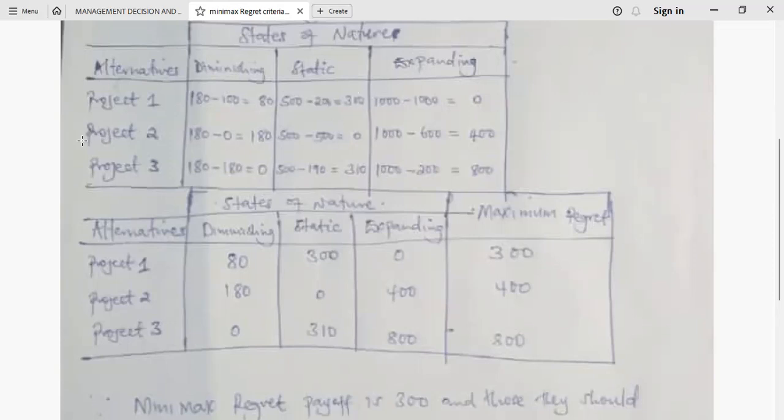This is 300. And for project 2, the highest is 400. You are looking at these regret values. That's why I removed these regret values from here and I put them here so that you don't get confused. But in an exam, you can just shift this part to this side to save time. Then you do the same for this, you get the highest as 800. Then from these maximum regrets that you've gotten, you pick the smallest. And the smallest is in project 1. So we take project 1 to be our project. So that's what we needed to do there.